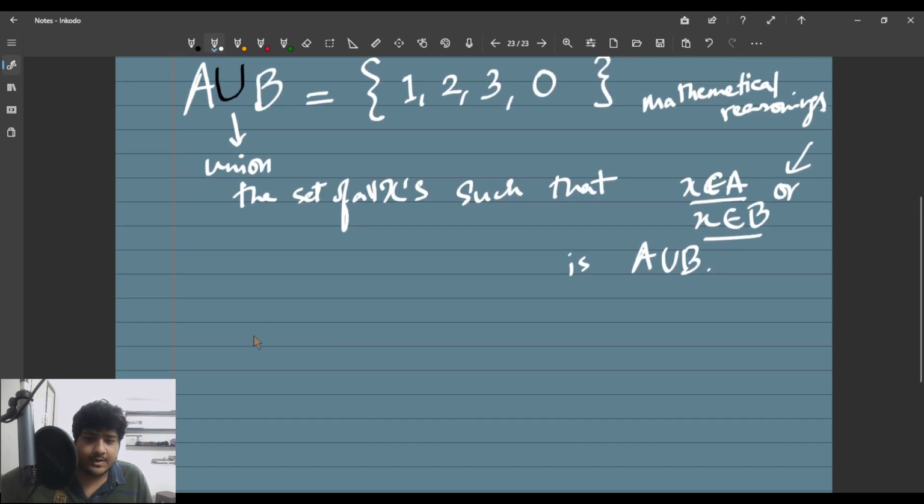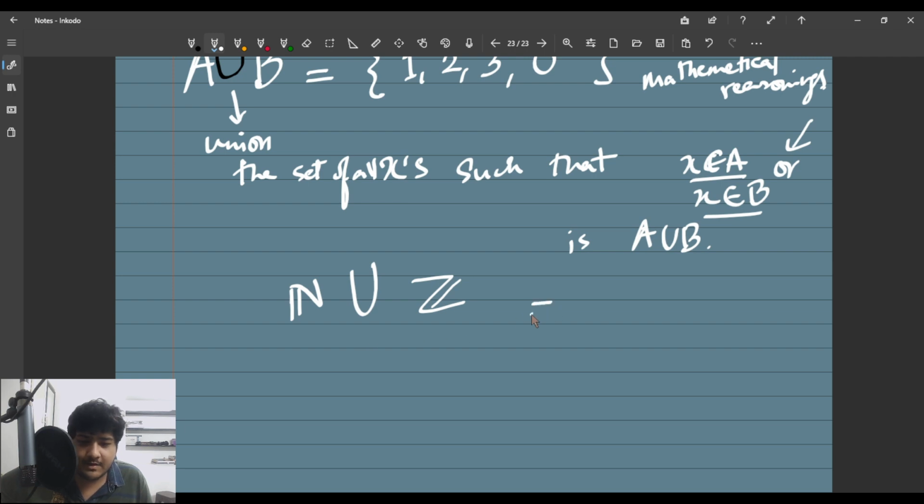Any other example would be the union of two sets N and Z. So what is N? N is the set of all natural numbers. Z is the set of all integers, Zahlen, if you remember. So union will be, so what is the set of all integers as well as natural numbers? So we know that N is a subset of Z, right? So the union will essentially contain only the elements from Z because it already contains all the elements from N. So since N is a subset of Z, the union is just Z.